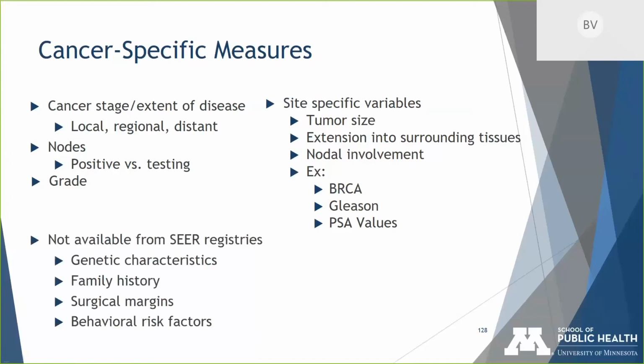In general, SEER registries do not collect genetic characteristics. There is some information. They have developed a relationship so you can get some information about Oncotype results, but you do not collect information on family history, surgical margins, behavioral risk factors. These are all things that may be important for your study. If they are, you're going to have to try to figure out, is this the best data for you?